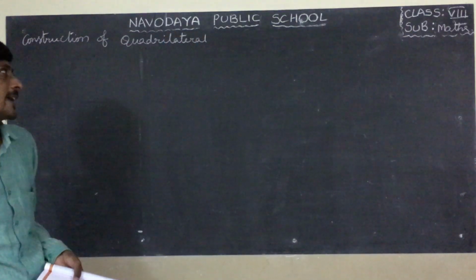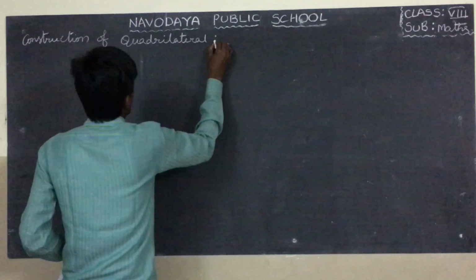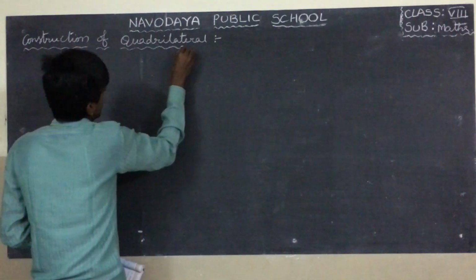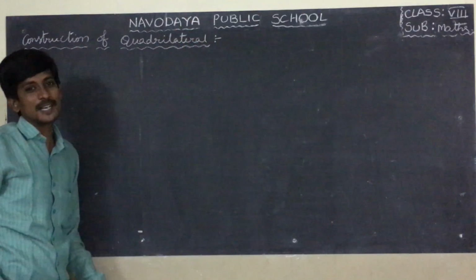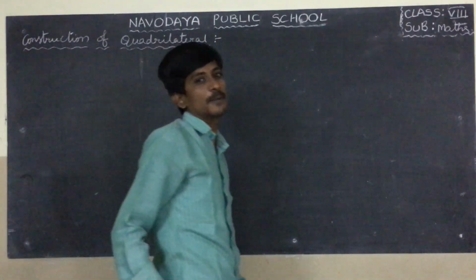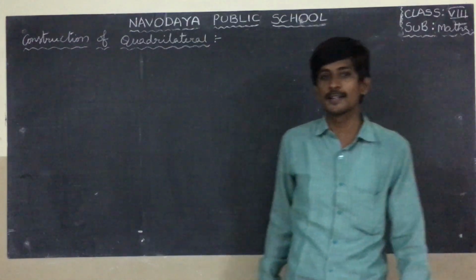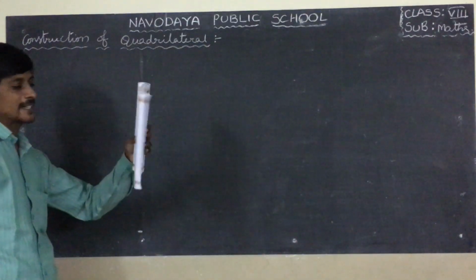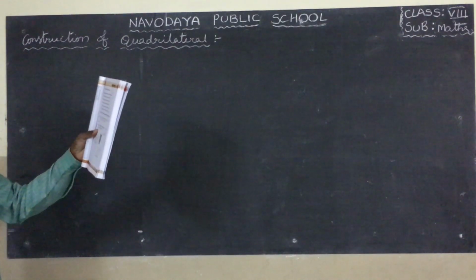Yesterday I already gave the properties of quadrilaterals, which types of quadrilaterals there are, and how many measurements are required to construct any type of quadrilateral. I gave the table in yesterday's class. Okay. Today, how to construct the quadrilaterals.